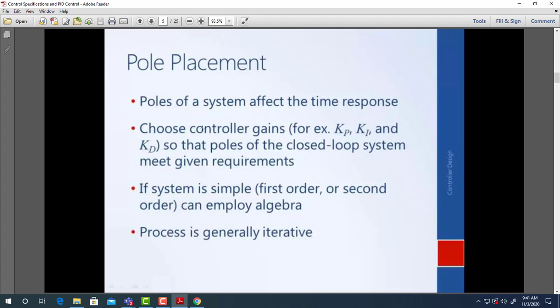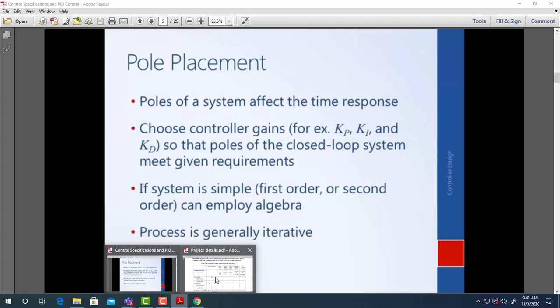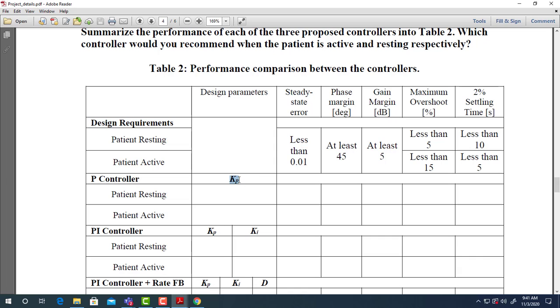So make sure after designing, after finding your controller, look at the response and see if you are satisfying your requirement or not. If not, it means you still need to tune your parameters. And I need to see plots in your project showing me that you are satisfying your requirement.